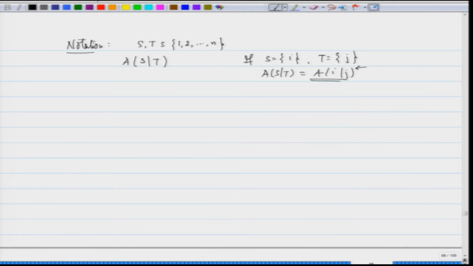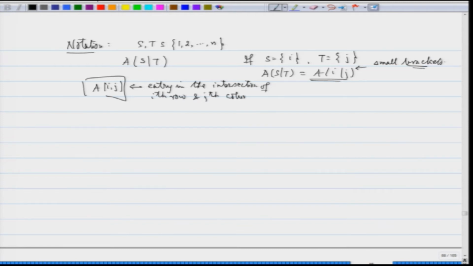The important thing here is that these brackets are what are called small brackets. So, let us not get confused with the idea of Aij here. This Aij was the entry in the intersection of the ith row and jth column, all right. But here this means the submatrix obtained by removing the ith row and jth column. So, there are 2 different things.